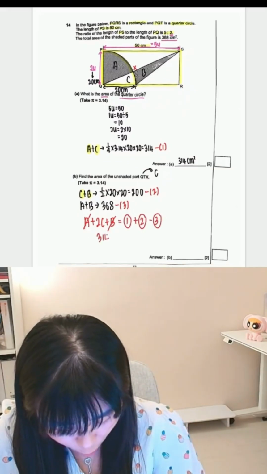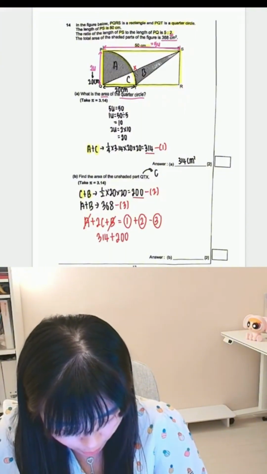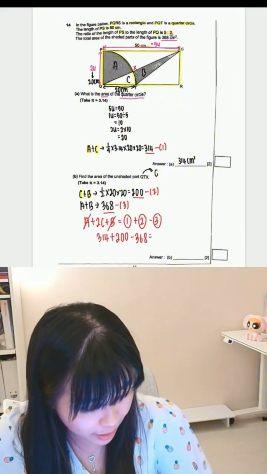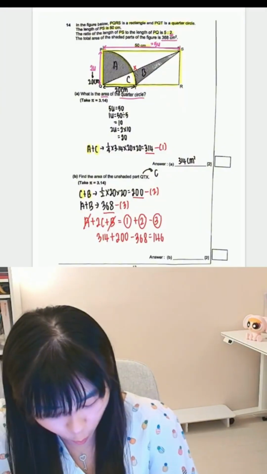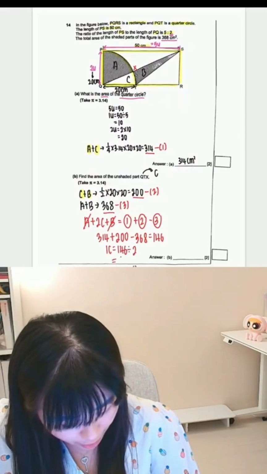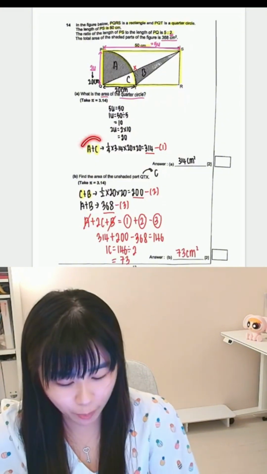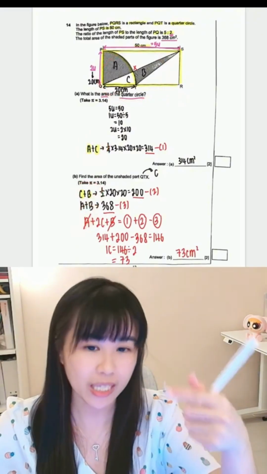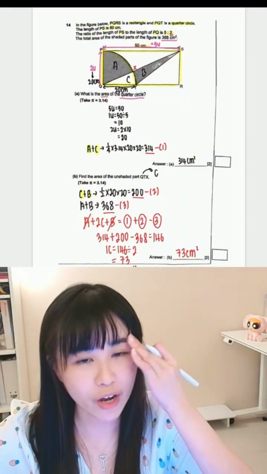So 314 plus 200: equation 1 is 314, equation 2 is 200. Now I minus equation 3, which is 368. I will get 146, which is my 2C. If I just want to find 1C, I take 146 divided by 2, and the answer is 73 cm squared. You see I put the A, B, C all there. It's very useful for you to know how to plus and minus to get that part, rather than looking at the figure, where it's very hard to visualize.